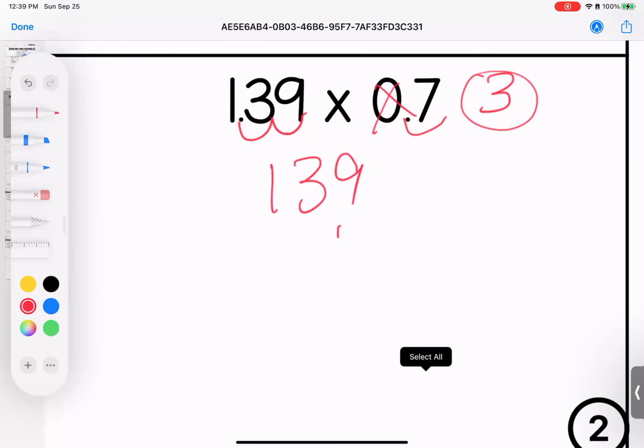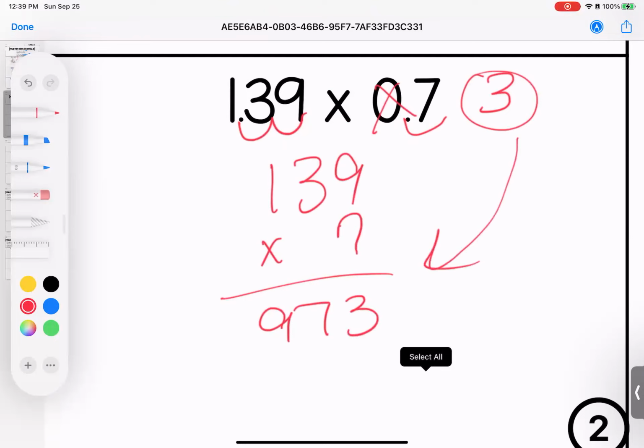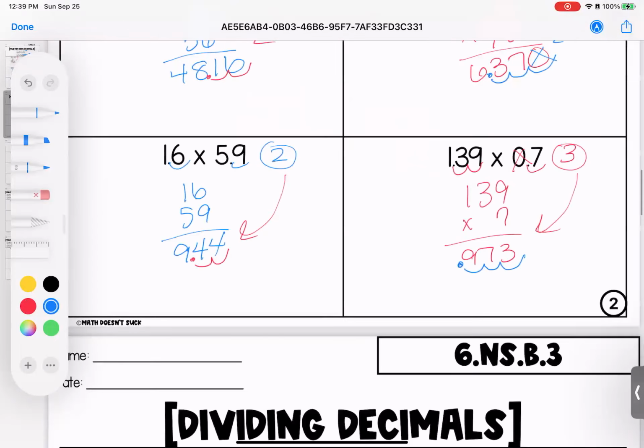Multiplying 139 and 7, giving us 973, bringing it down 1, 2, 3, 973 thousandths. That brings you to the end of page 2. Go ahead and stop the video if that's all you've completed. If not, and you're ready to see your multiplication, hang tight, because here we go.